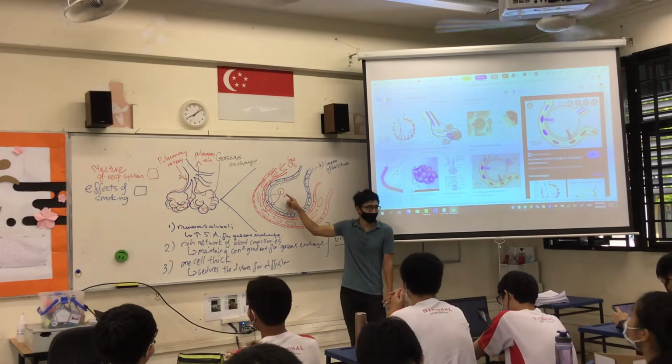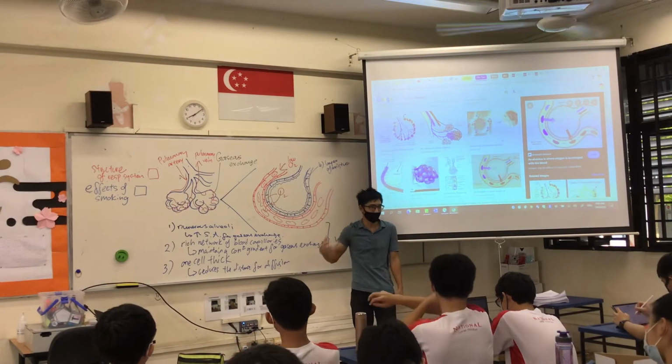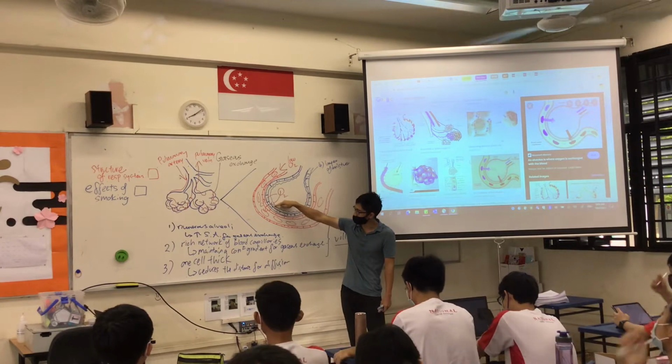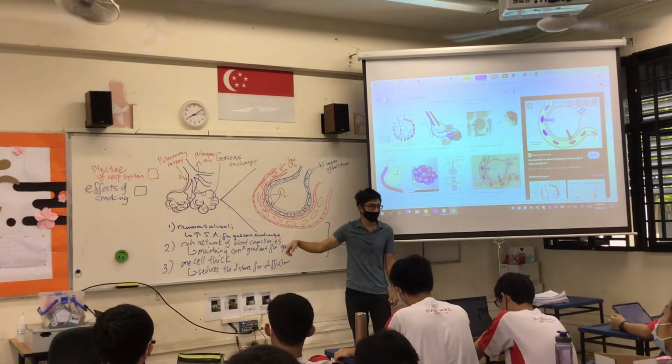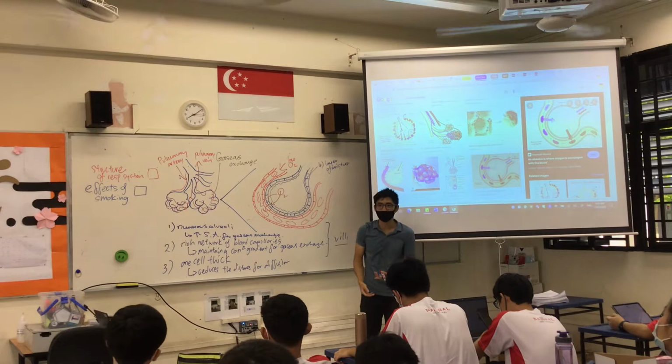So when we transport air, it doesn't transport as air bubbles. It diffuses into this moisture first, then into the blood. And we know that our red blood cells are the ones that carry the oxygen.